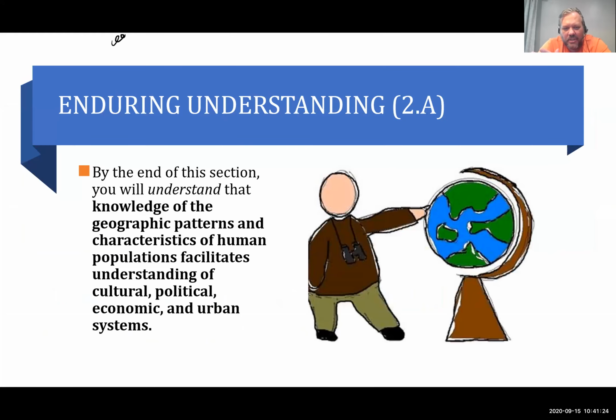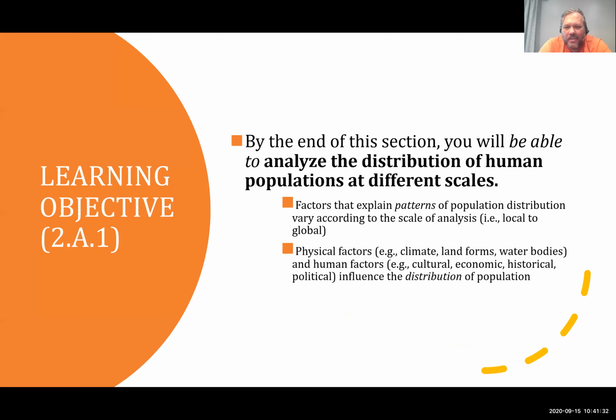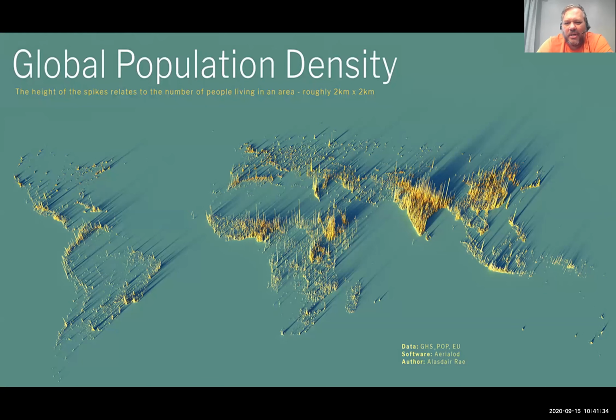So here's our enduring understanding: knowing characteristics of human population, how it facilitates understanding of those things. So, all right, let's take a look at a couple of pictures real quick. These are pretty neat. This shows both distribution and density. And so we're going to get to the definition here in just a little bit, but I'll go ahead and tell you what it is real quick.